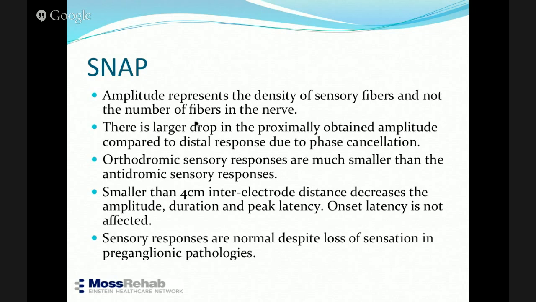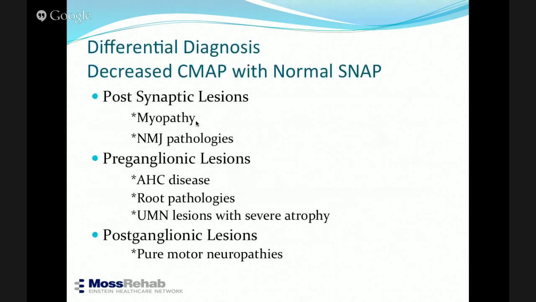Okay. So, if you have decreased CMAP and normal SNAP, what would be your differential diagnosis? It could be preganglionic lesions, as we said, proximal to the dorsal root ganglion, which is anterior horn cell, root pathologies, upper motor neuron lesions, all of them would have that. And then postsynaptic or synaptic lesions, so myopathy, neuromuscular junction disease, you're going to have normal SNAPs but decreased CMAPs. Or in a postganglionic lesion, the only place that could happen is if you have a pure motor neuropathy, where sensory fibers are not affected at all. So that's a good way to think about it.